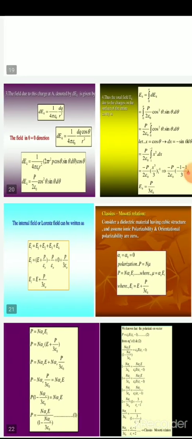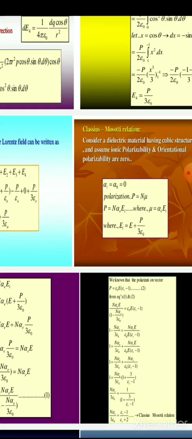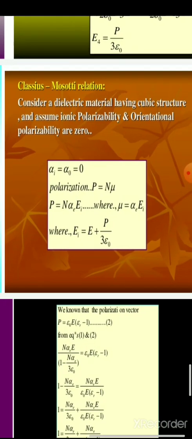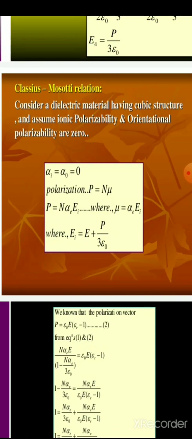And the last one, the Clausius-Mossotti relation, we are going to see about. Consider a dielectric material having cubic structure, and assume ionic polarizability and orientation polarizability are 0. In this Clausius-Mossotti equation, we are taking ionic and orientation polarizability as 0, means alpha i equals 0, alpha o equals 0 for molecules.